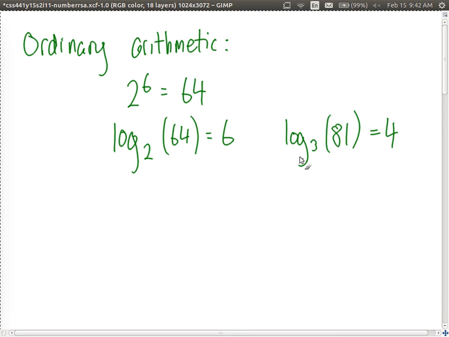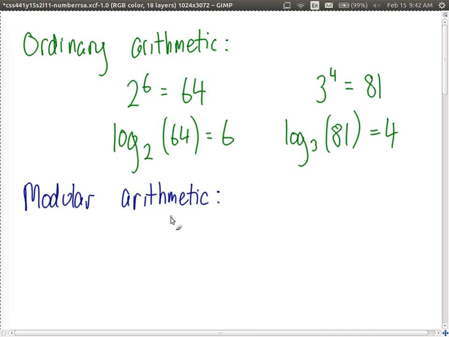Or the other way: if I know the log of 81 in base 3 is 4, then 3 is the base, 4 is the exponent, and the answer is 81. 3 to the power of 4 is 81. That's our normal arithmetic. We want to do those operations, but everything mod n, modular arithmetic. Three to the power of 2 mod 7, and similarly with addition and multiplication. We can do that manually and just mod by 7 at the end, and we get 2.